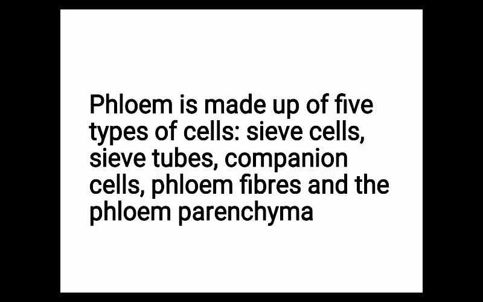Now come to the phloem. Phloem is made up of 5 types of cells: sieve cells, sieve tubes, companion cells, phloem fibers and the phloem parenchyma. So mainly these sieve cells are present in the gymnospermic plant. We can say that phloem consists of 4 different components, that is sieve tubes, companion cells, phloem fiber and phloem parenchyma.